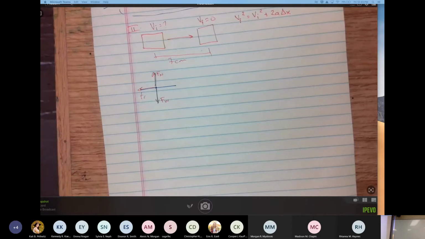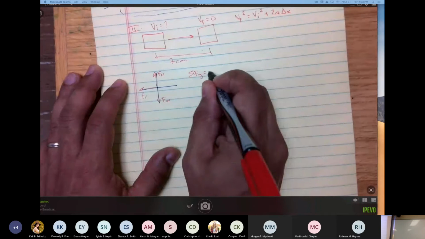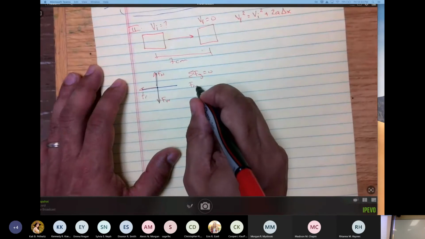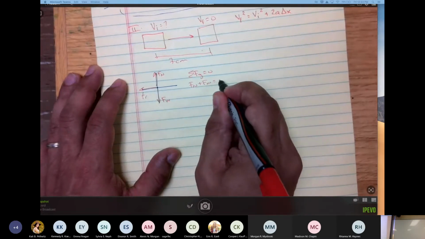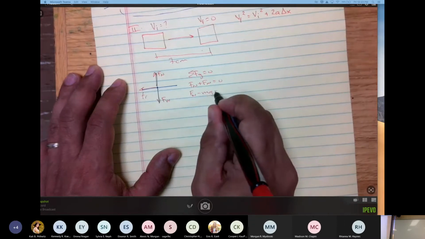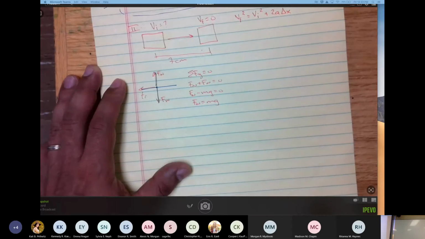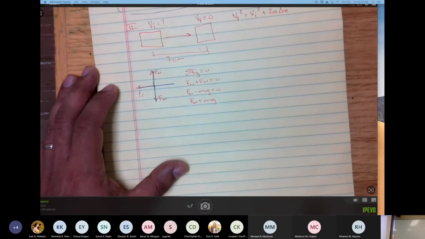So the sum of forces in y is going to be equal to 0. The normal force plus the weight is equal to 0. Normal force minus mass times gravity equals 0. So the normal force is mass times gravity.